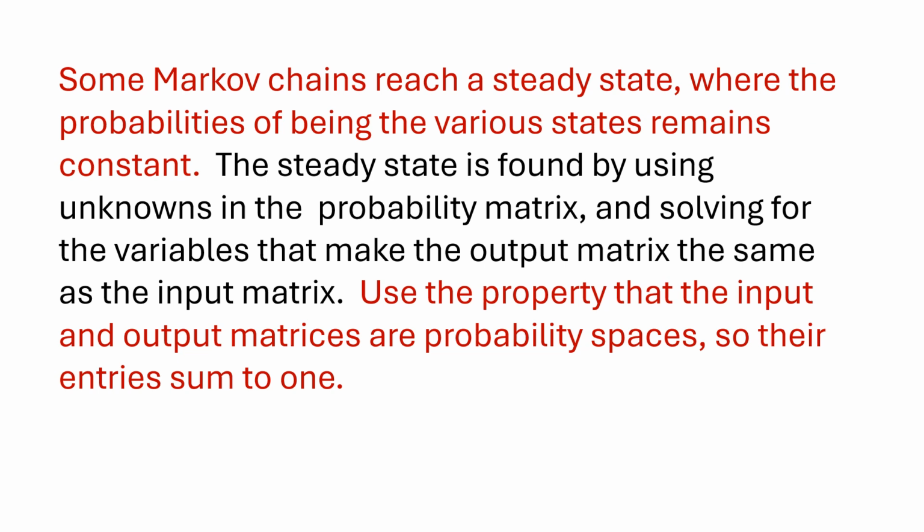Now, some Markov chains reach a steady state where the probabilities of being in various states remain constant. The steady state is found by using unknowns in the probability matrix and solving for the variables that make the output matrix the same as the input matrix. So I'll show you an example of how that works. We will have to use the property that the input and output matrices are probability spaces, so the entries must sum to 1.